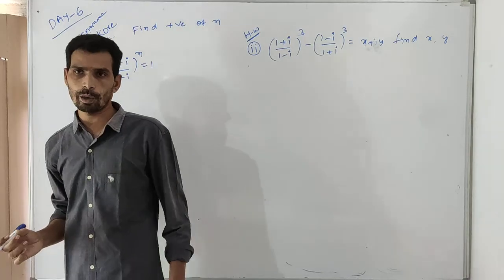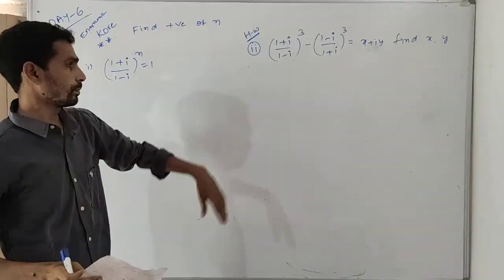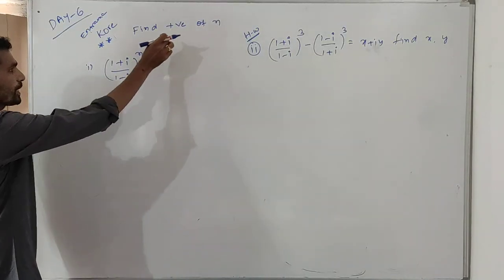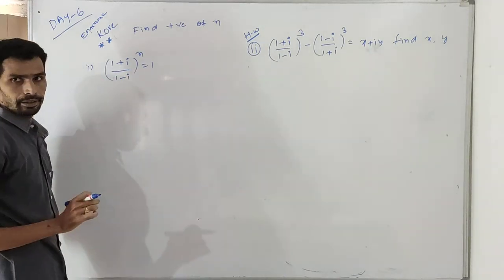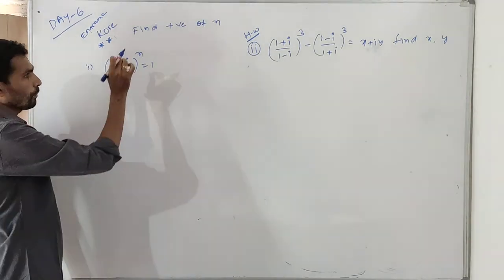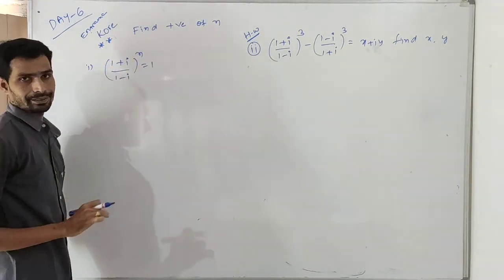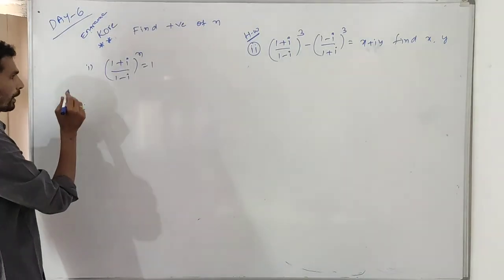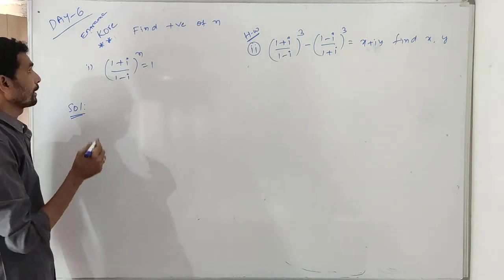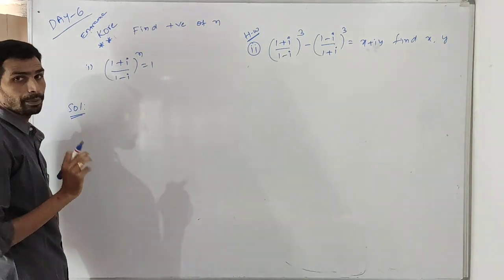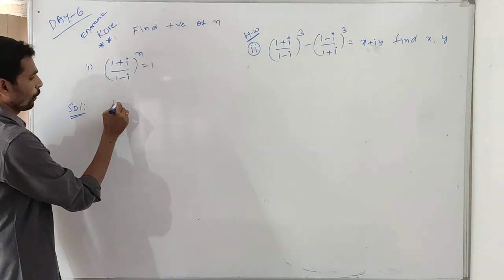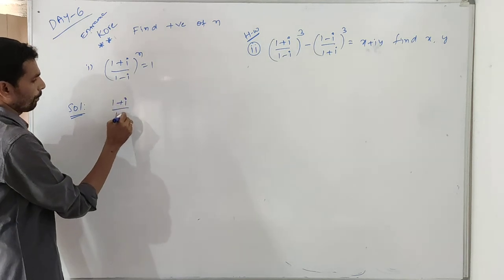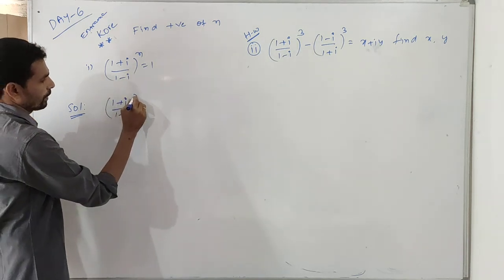Fourth problem, two problems: first problem, second problem. What is the first problem? Find the positive integer n. What values of n give one as the answer? This solution is important for MSET and JEE Mains, and also 2 marks for IB. What is given? (1 plus i by 1 minus i) whole power n is given.